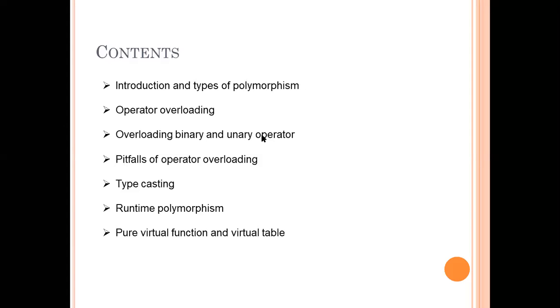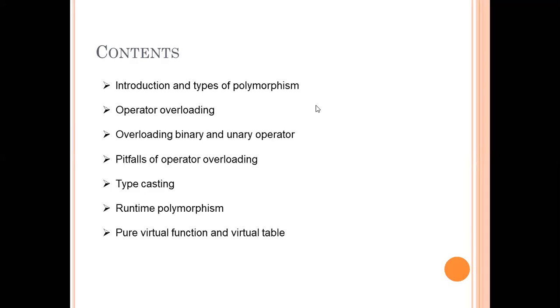Okay, so the points involved under this unit, polymorphism, are: introduction to polymorphism, types of polymorphism, operator overloading. I think function overloading you have seen. Operator overloading, a few points you might have discussed in your previous sessions also. Overloading with binary and unary operators. Pitfalls of operator overloading, what the restrictions or limitations are when you are going to do operator overloading.